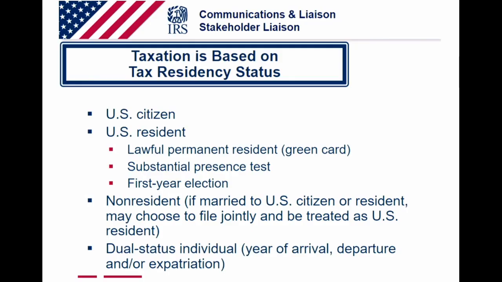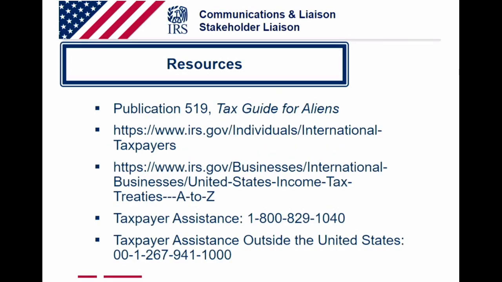And the dual status individual who was both a U.S. resident and a non-resident during the same tax year and would be taxed on worldwide income for the portion of the year in which they were a U.S. resident and would be taxed only on U.S. source income for the portion of the year in which they were a non-resident.